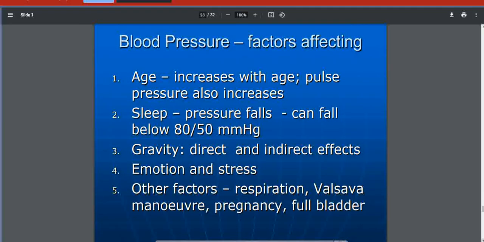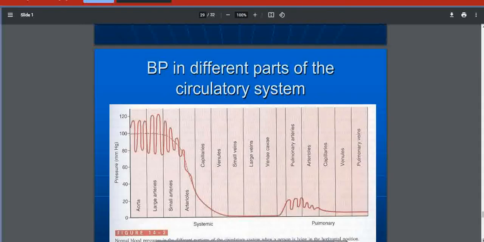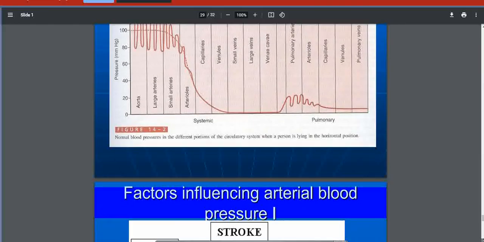So we are finishing blood pressure, and the factors affecting it. Age can affect blood pressure: blood pressure increases with age, and pulse pressure also increases. Sleeping can also make the pressure fall, even below 80 and 50 millimeters of mercury, because your body and heart relax from physical activity. Gravity has a direct and indirect effect. Emotion and stress also affect your pressure, and other factors can be respiration, Valsalva maneuver, pregnancy, full bladder, etc. So that is that. Blood pressure in different parts of the circulatory system, I had already indicated that one.